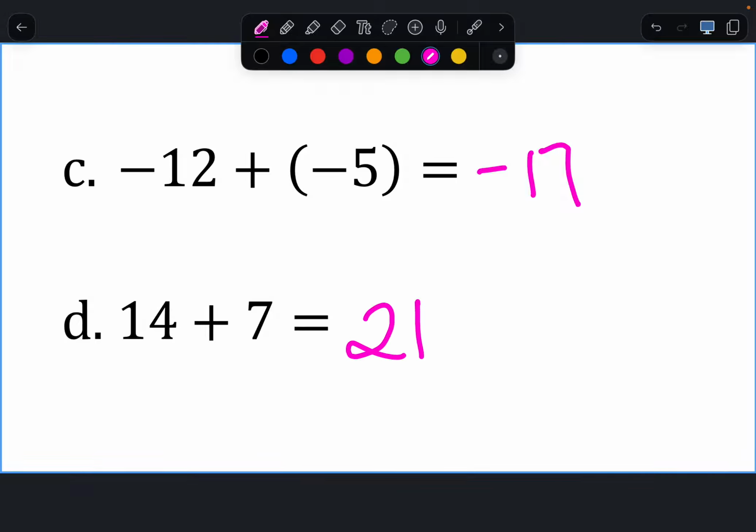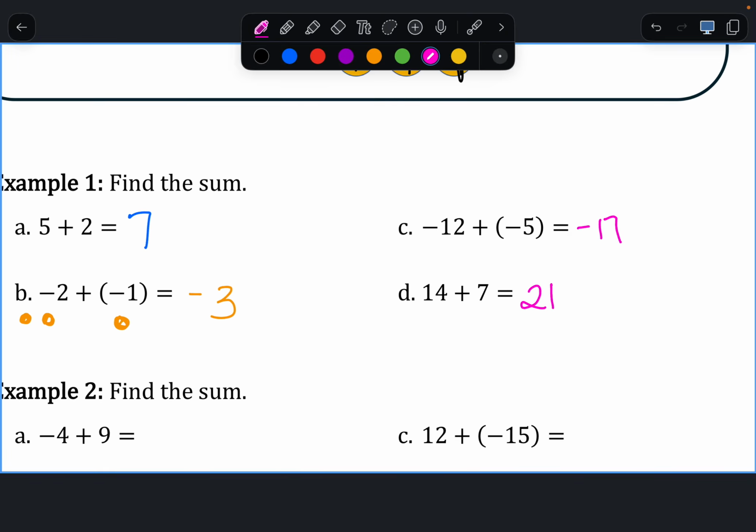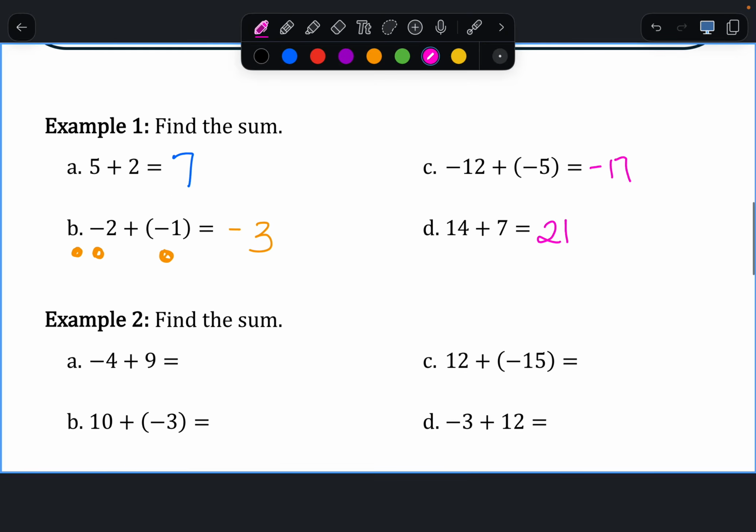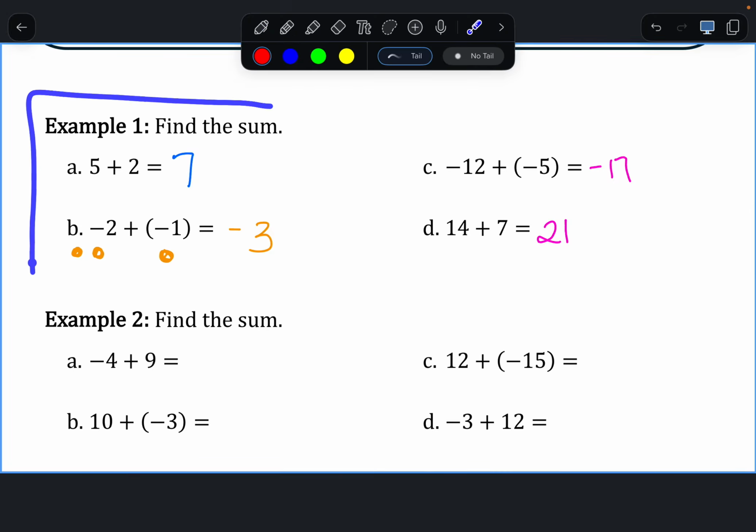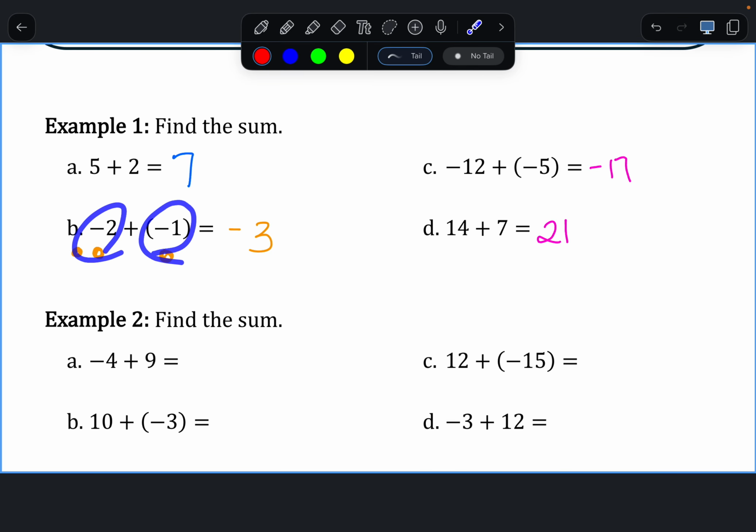Okay, so 10 plus negative 3, a lot of you subtracted 10 and 3 to get 7, right? 12 plus negative 15, we subtracted 15 and 12 to get 3, but we knew that the negative would win out in the battle. Okay, so let's go ahead and look at, on the next page, example 3. Whether you use the chips or not, you use the number line or not, I'm still gonna talk about the chips.